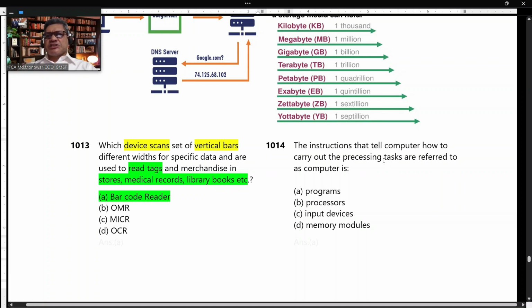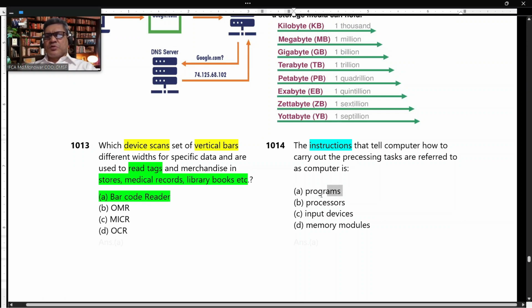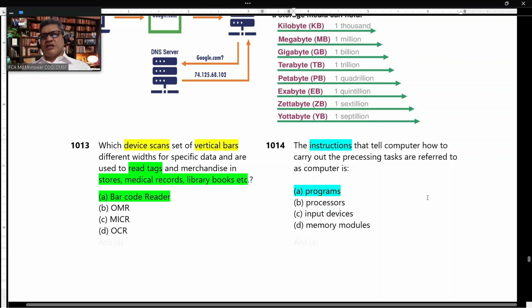The instruction that tells the computer how to carry out the processing tasks is referred to as computer programs. So here the answer is A. The programs are the instructions that tell the computer how to carry out the processing tasks.